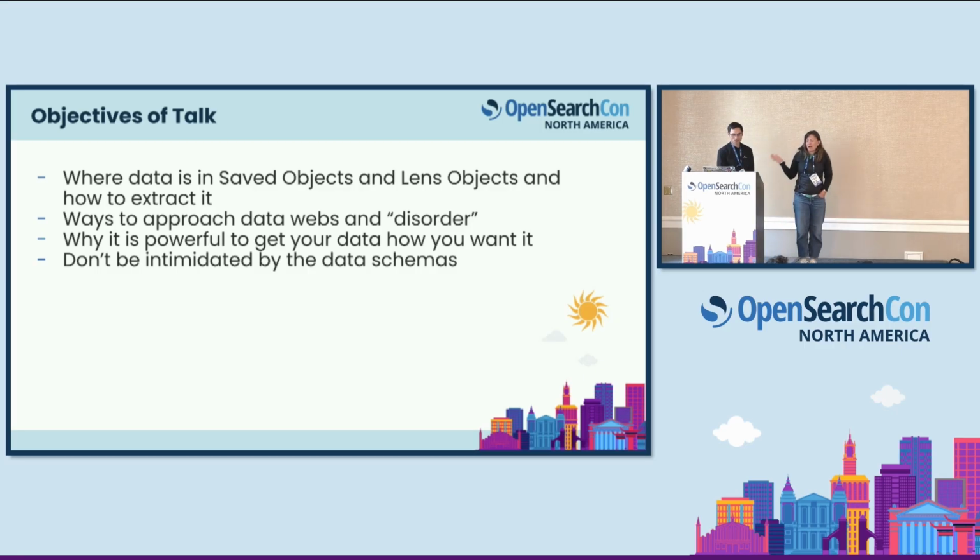So basically, what we want you to take away from this presentation is we really want you to understand where data is in saved objects and Lens objects and how you can extract it. And again, we want to have this discussion about how you approach data webs and when data is unruly, how do you solve for them? How do you work through some of the disorder and the craziness that happens?